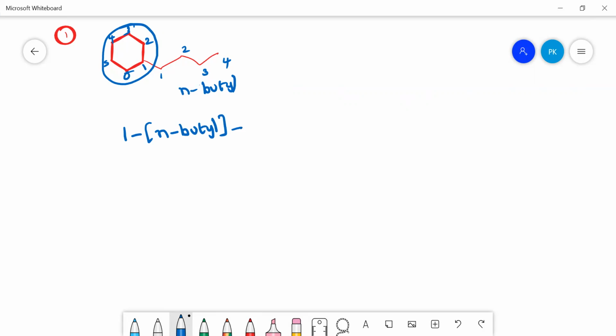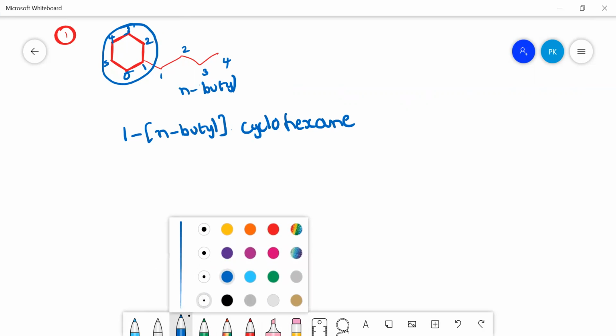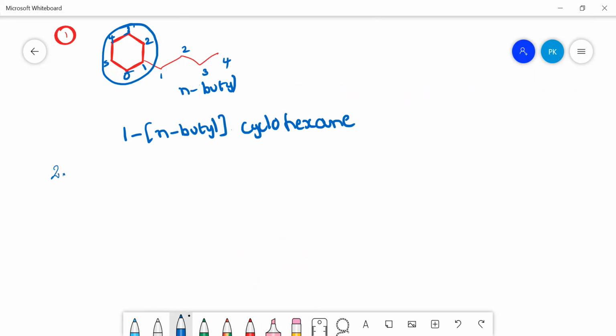Next, whenever there is only one position, there is no need to consider it. Then we have to add the word cyclo: butylcyclo. Total 6 carbons, so hex, and all are single bonds, ane: hexane. Clear? Okay, let us discuss a few more examples. Second one.